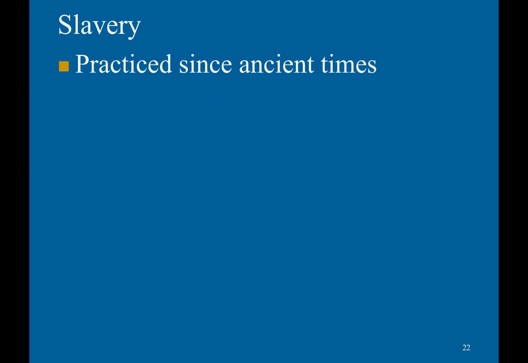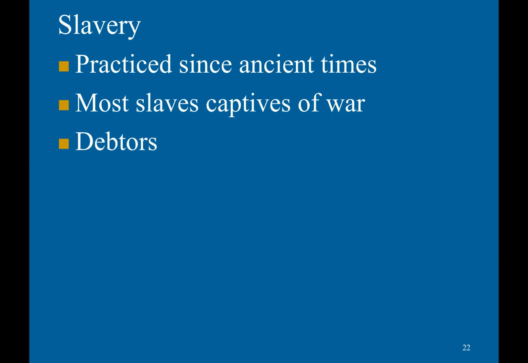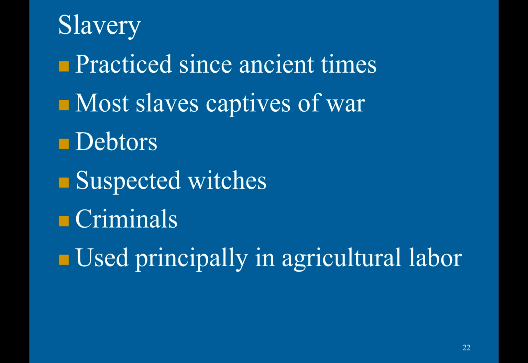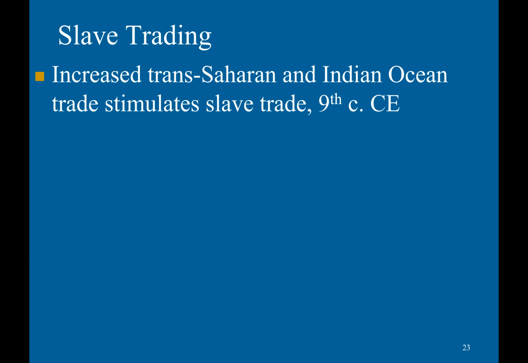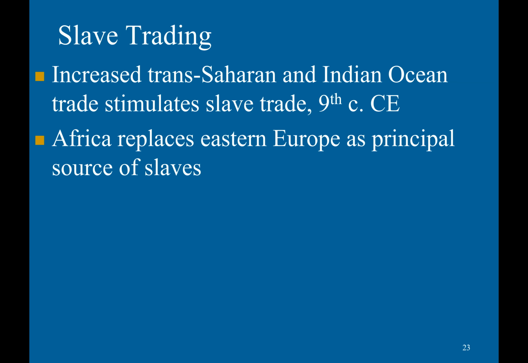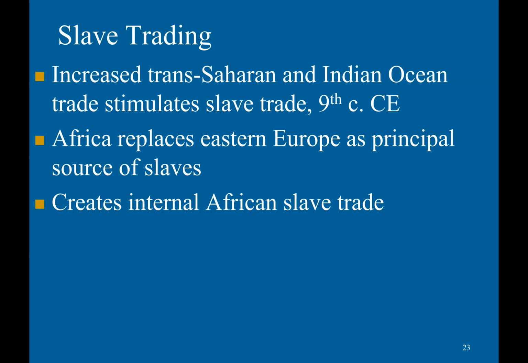Slavery was also prevalent, being practiced since ancient times. Most slaves were captives of war, but also included debtors, suspected witches, and criminals, and they were all used primarily in agricultural labor. They also served as a status symbol. The increased Trans-Saharan and Indian Ocean trade stimulated the slave trade around the 9th century CE. Africa replaces Eastern Europe as the principal source of slaves. Funny enough, that's actually where the term slave comes from: Slav. The word slave comes from the term Slavic, referring to the earliest slaves in recorded European history.